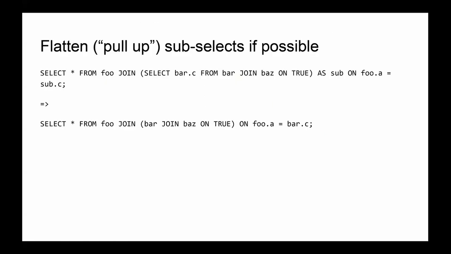Okay, here is another query containing a subquery. The query is select star from foo join (select bar.c from bar join bars on true) as sub on foo.a equals sub.c. So actually this subquery is simple enough that we can pull it up into the parent query. So it can be changed to this query, select star from foo join bar join bars on true on foo.a equals bar.c.